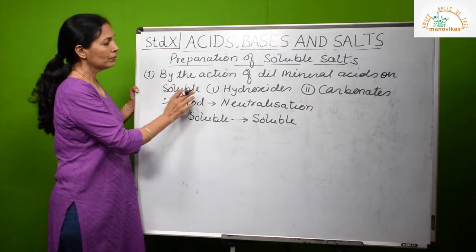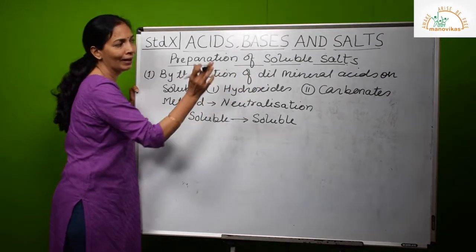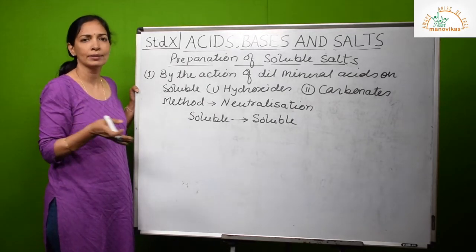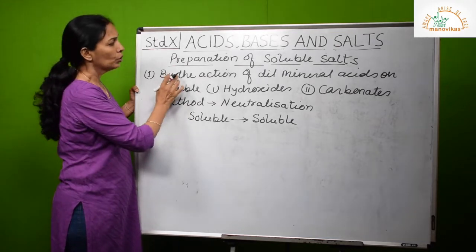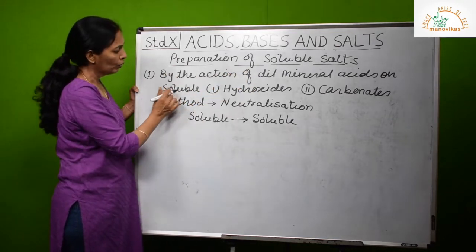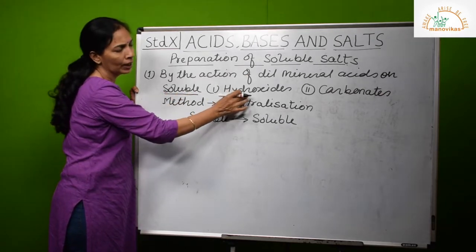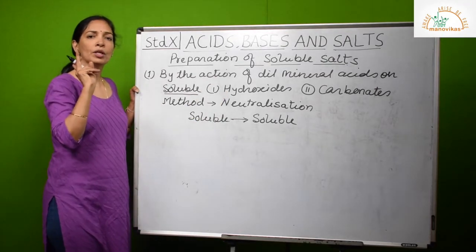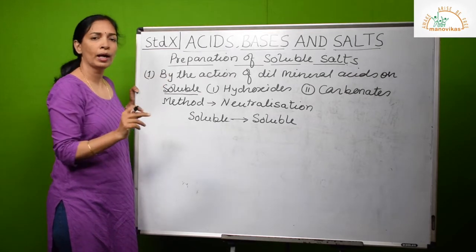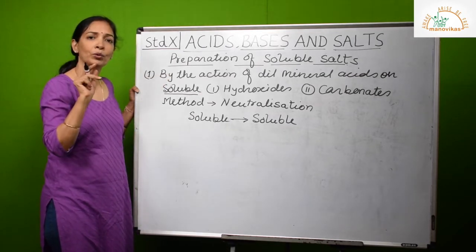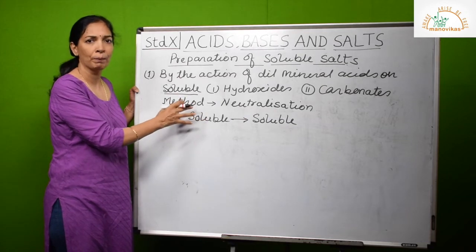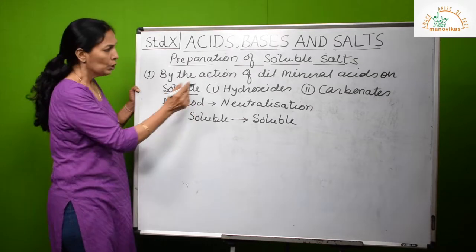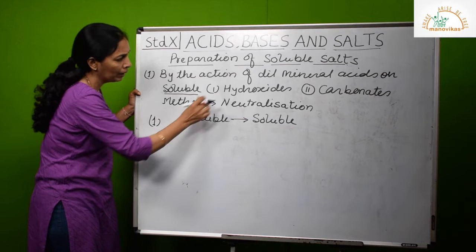So this one is by the action of dilute mineral acid. And what are mineral acids? Hydrochloric acid, sulfuric acid, nitric acid. These are common acids which we use the most. So by the action of dilute mineral acids on soluble hydroxides and carbonates. Now which are soluble hydroxides? Sodium, potassium and ammonium. Soluble carbonates also sodium, potassium and ammonium. So basically by this method we are preparing compounds of sodium, potassium and ammonium. So the first one we will take soluble hydroxide.